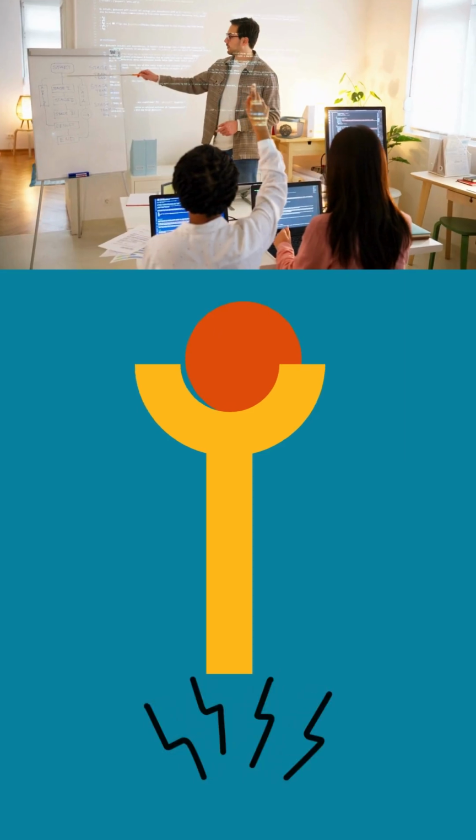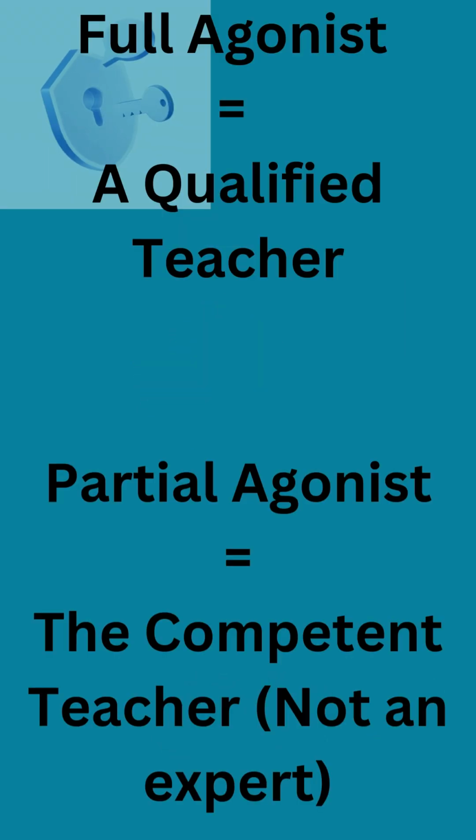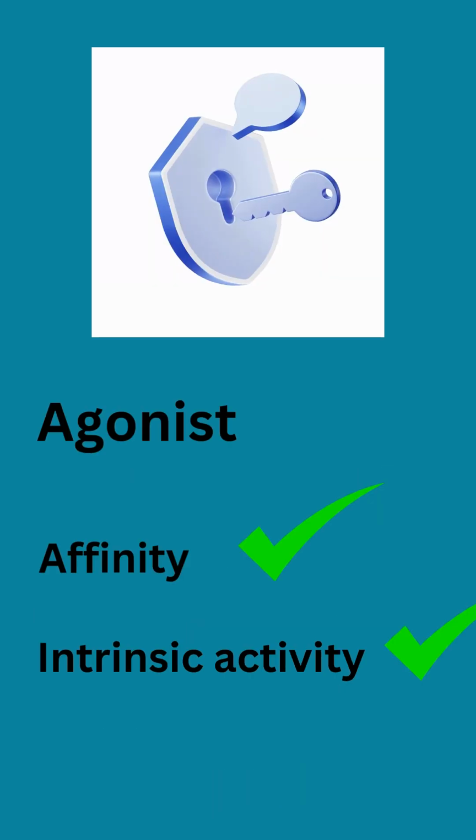Maximum effect. Partial agonist, the competent teacher. This teacher is qualified but not an expert. They can teach the material, but their instruction may lack depth or inspiration. They activate learning, but not to the same extent as the expert. Like a slightly worn key that can open the lock, but not as smoothly or fully. Submaximal effect.